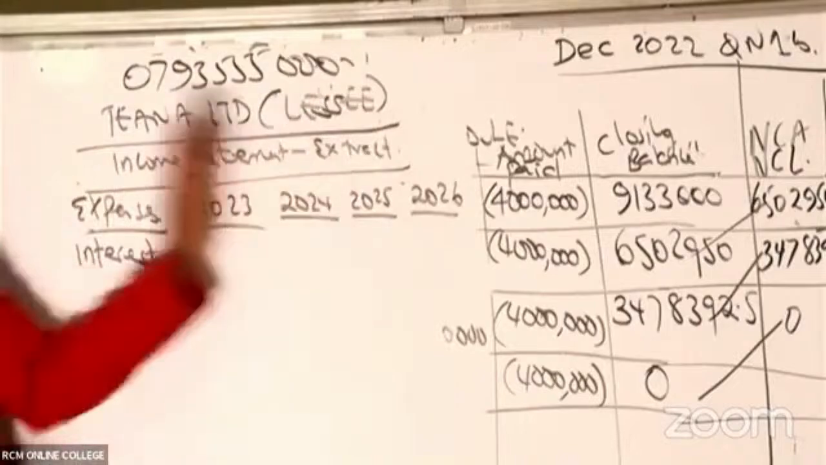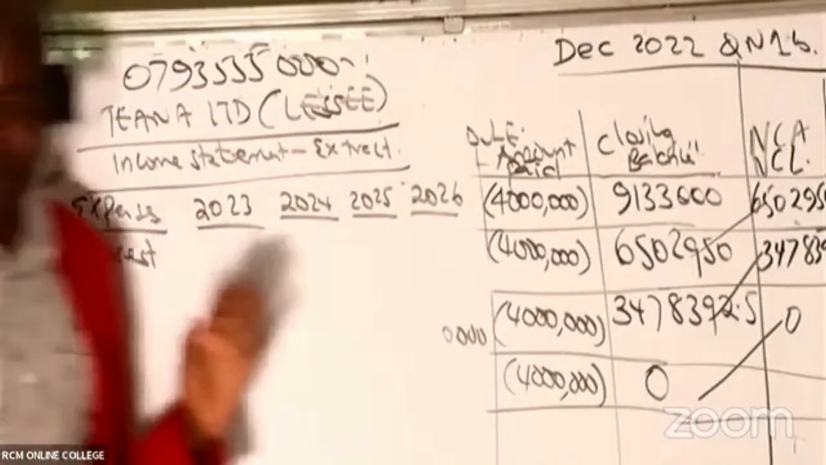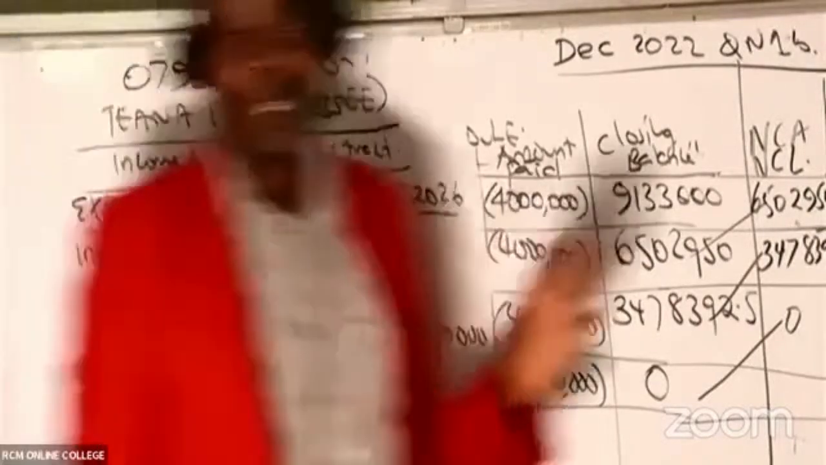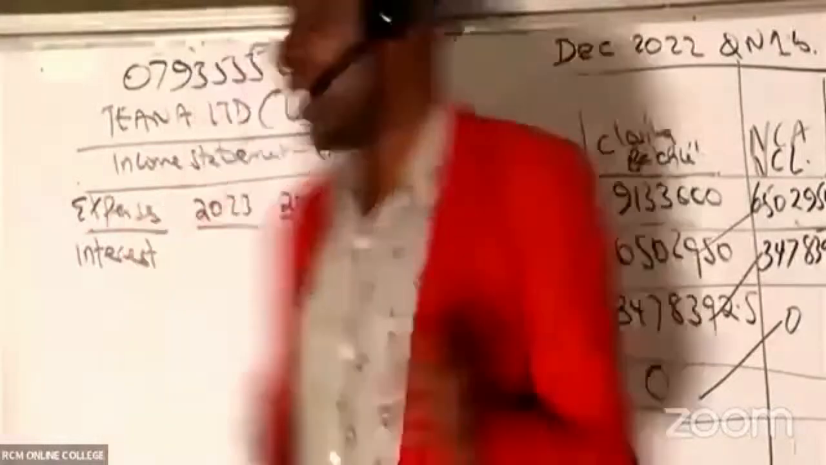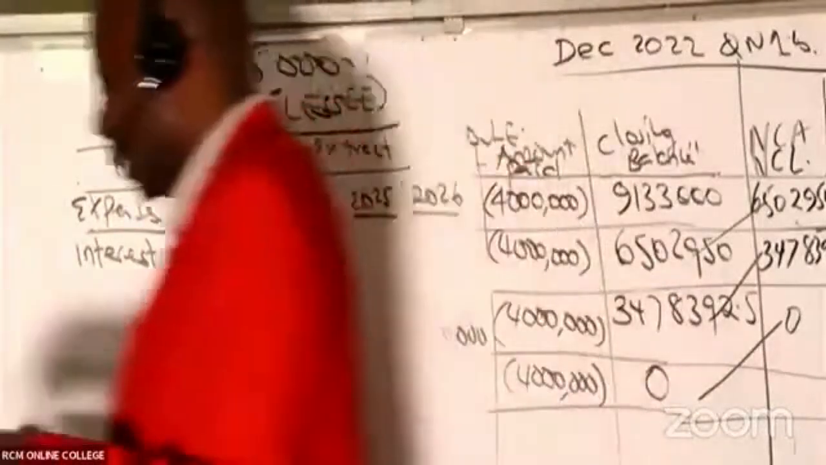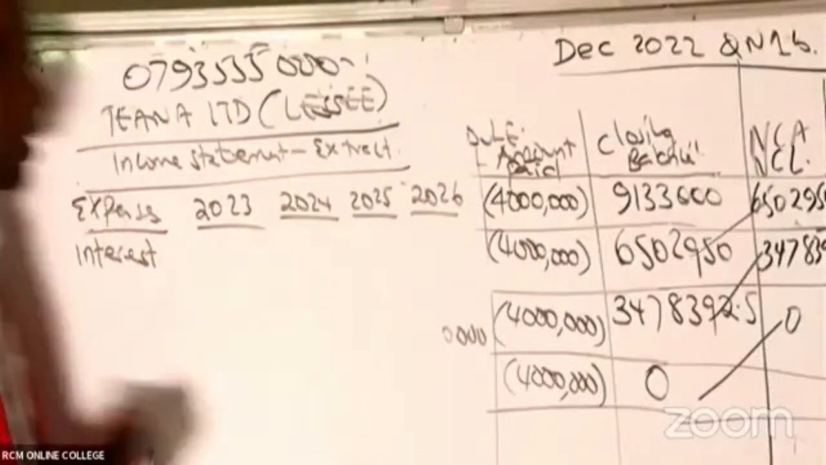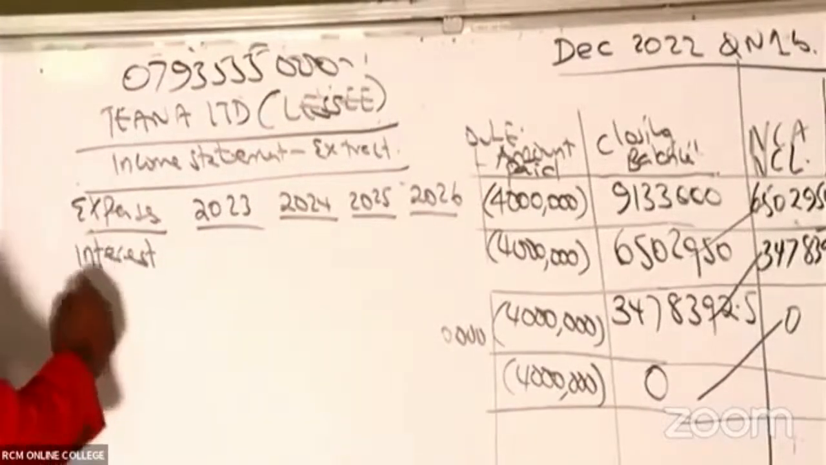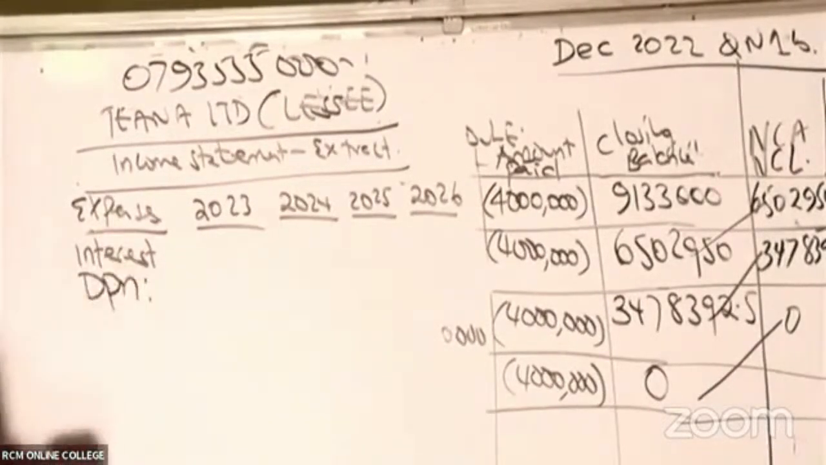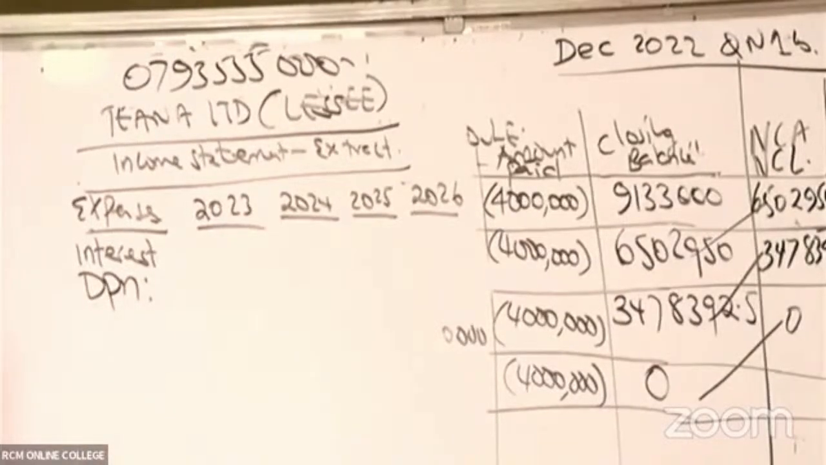Don't give me the numbers, I don't want to write. And then the other one: because you are the lessee who has the right of use, who is controlling the asset, you must charge depreciation. And depreciation is straight line, so we're going to have the same amount.